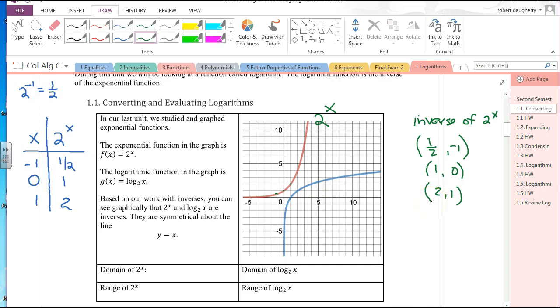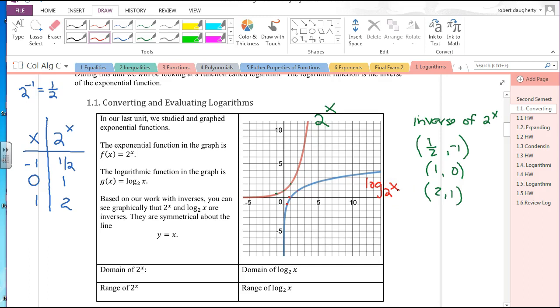If I'm going to draw the inverse of 2 to the x, those points have to be on the graph. So let's look at that. 1/2, negative 1 looks to be this point right here. 1, 0 looks to be this point right here. And 2, 1 looks to be this point right here. So when I draw the curve there, this is the inverse function. Here is a function 2 to the x. Here is its inverse. We call that function the log base 2 of x.